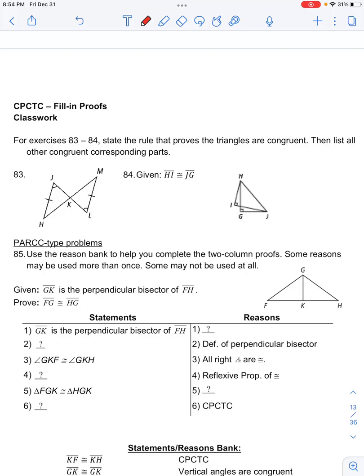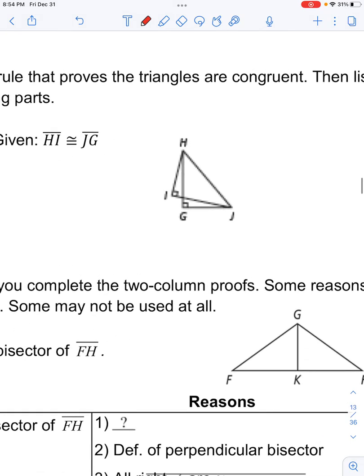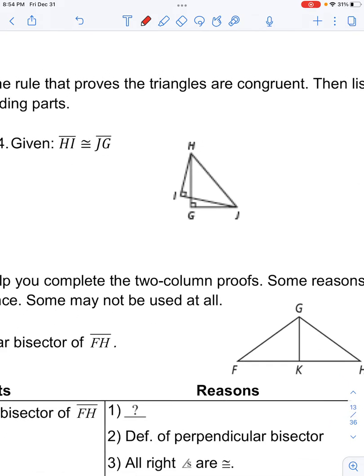For number 84 in your class trick for congruent triangles, it asks you to prove that the triangles are congruent and then list the corresponding parts. So here we have two right triangles given by the marks here in the corners.